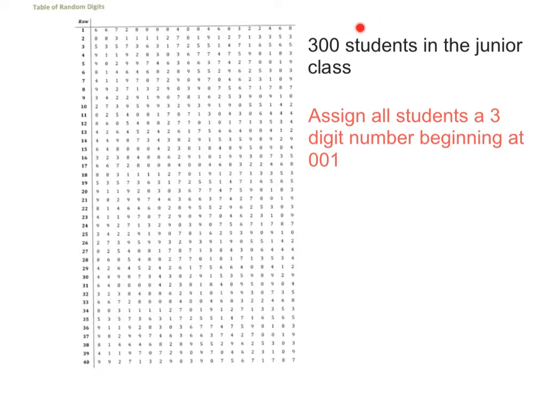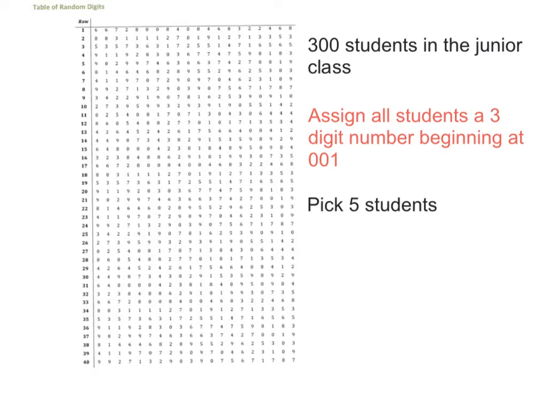Let's say there are 300 students in the junior class. Everybody in the junior class is going to get assigned a 3-digit number. Why do I need it to be 3 digits? Well, 300 is a 3-digit number, so to include everyone, I need 3 digits. So the first person will be represented by 001, the second person 002, the third person 003, up until 300.